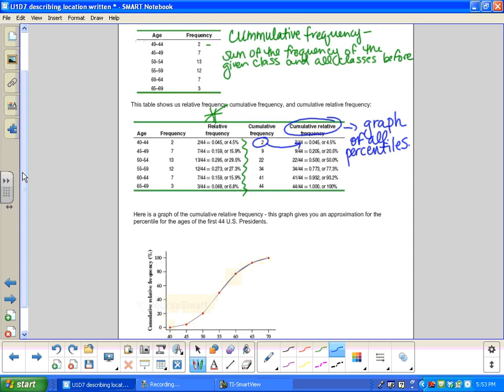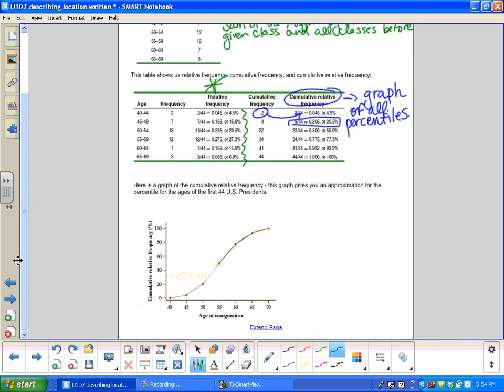So what this tells us, if we look at this value right here, the 20.5%, is that 20.5% of all presidents are ages 49 and below. So if I asked you for the percentile for a president who was 50 years old, you look at everything less than that, you could tell me that that is 20.5%, because it would be the percent of all the presidents who are less than 50 years old. And that's what this cumulative relative frequency tells you.